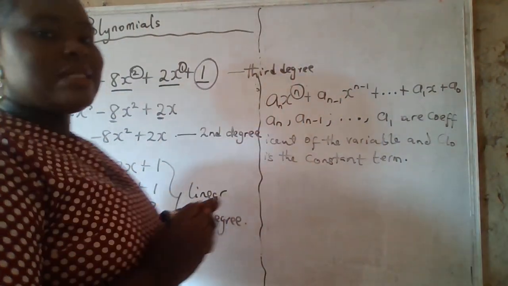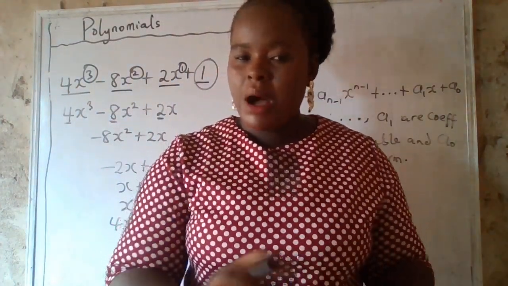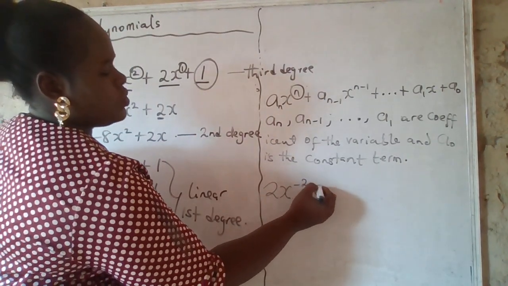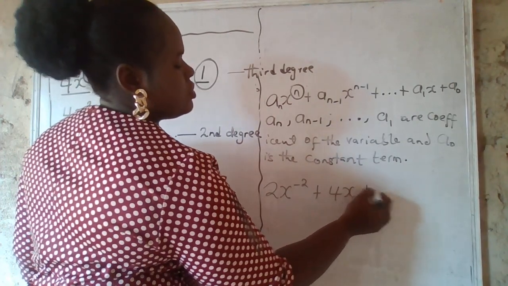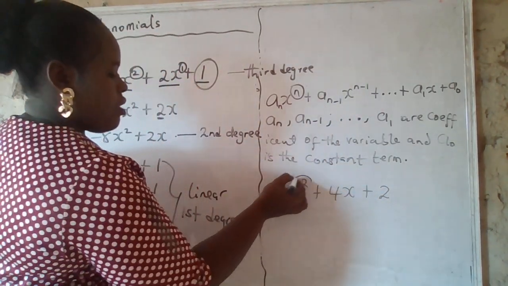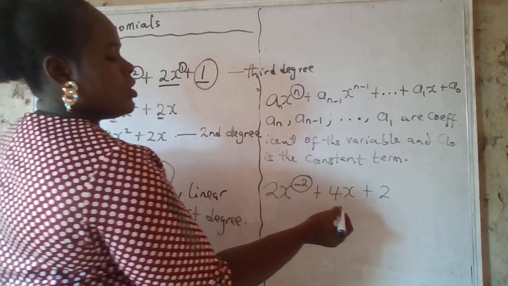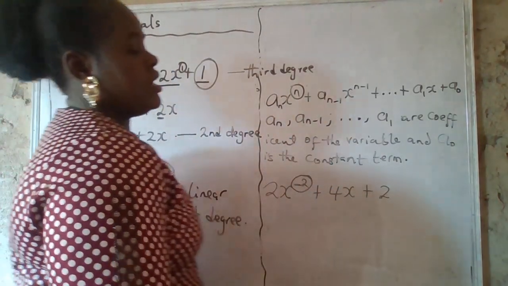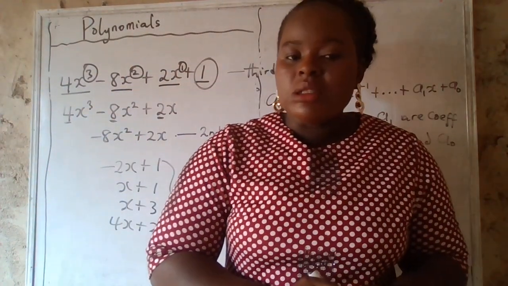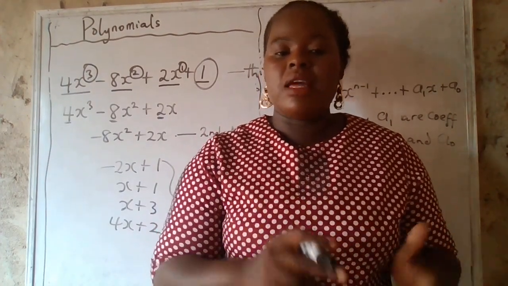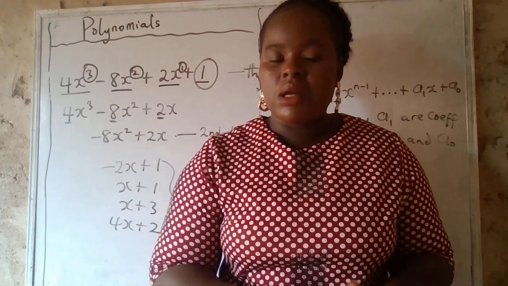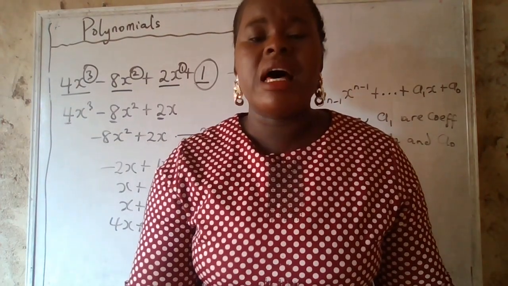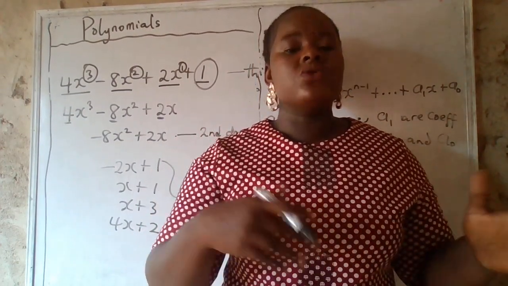It is also important to know that a polynomial must not have a negative power. For example, when you have 2x raised to power minus 2 plus 4x plus 2, it is no longer a polynomial. And so many other examples. A polynomial of the fifth degree must have the highest power to be 5. Of the sixth degree must have the highest power to be 6. Of the 99th degree must have the highest power to be 99, and so on.